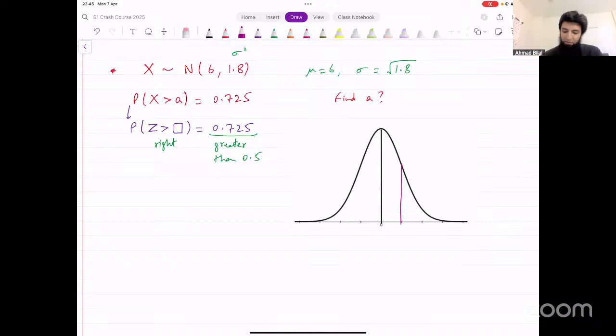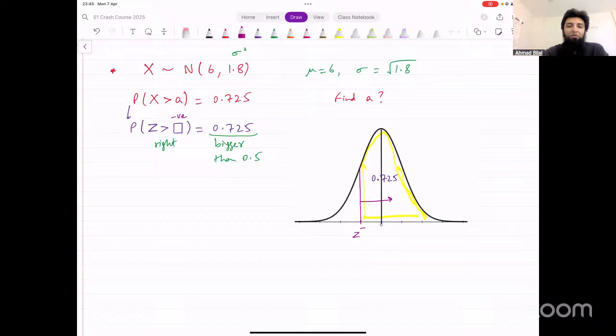If you place z on the positive side here, is the area to the right side bigger or smaller? Area on the right side is smaller. That's not what we want. We want the area on the right side to be bigger. So where do we place z then? We have to place z on the negative side. So that tells us that z is negative in this case, and this whole shaded region, they're telling us, is 0.725. So z is supposed to be a negative value here. Z is a negative value.